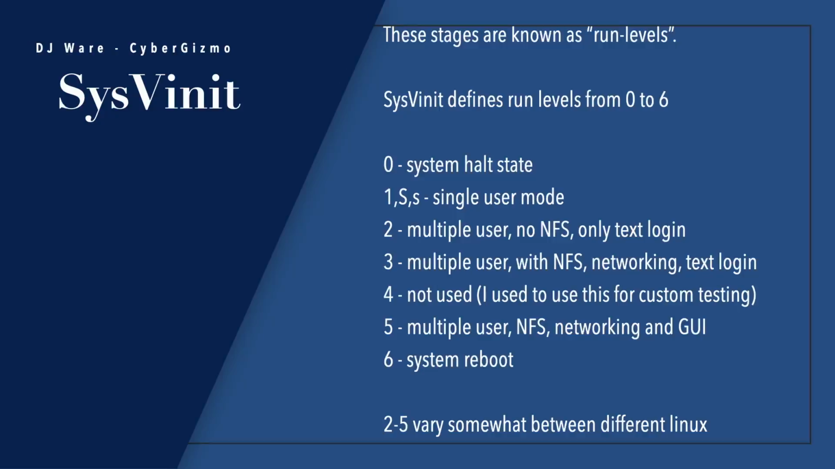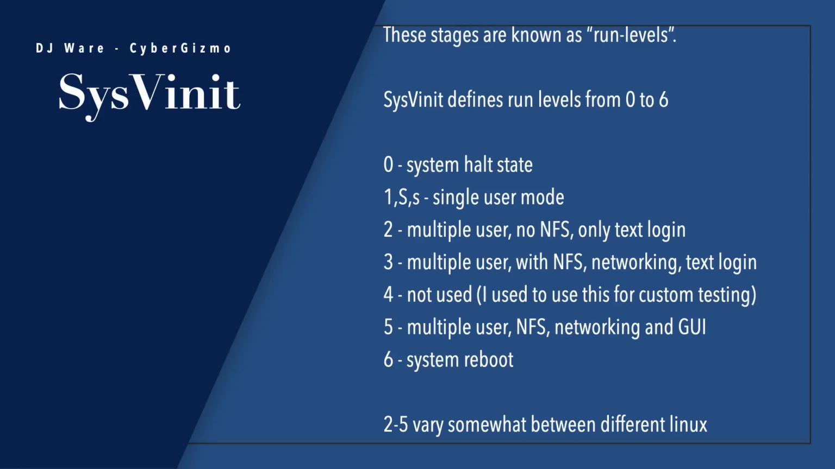Level 4 was never used. However, I used to use it for custom testing of the kernels. So when I was working on Unix, I would use that pretty much for any kind of custom testing that I was doing. Level 5, but again, it isn't declared as to how you can use it. Level 5 is multi-user with NFS, networking, and a GUI. So that means either Wayland or X11 is launched on those systems.